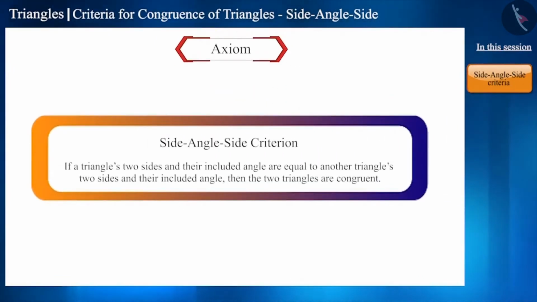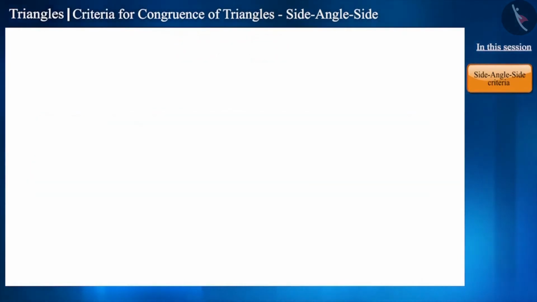Friends, the SAS congruence rule cannot be proved with the help of previously known results. Therefore, it is accepted as true in the form of an axiom.